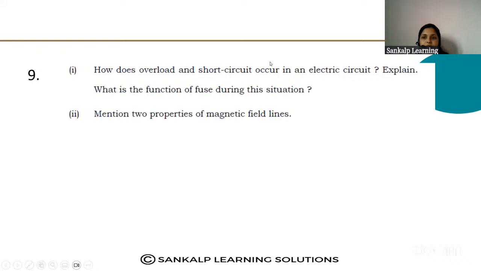Here, first, how does overload and short circuit occur in an electric circuit? Explain. What is the function of fuse during this situation? That is a 2-mark question, and this is also a 2-mark question, totally a 4-mark question. Yes, let us see the answer for the first question.